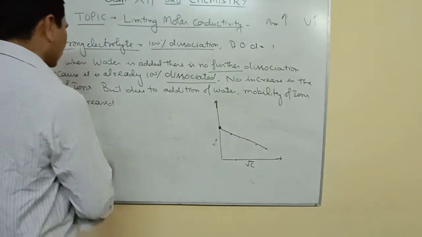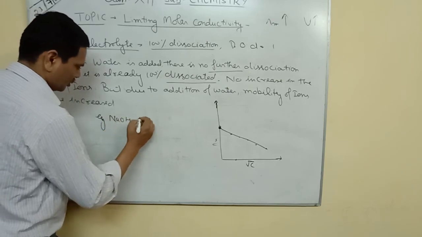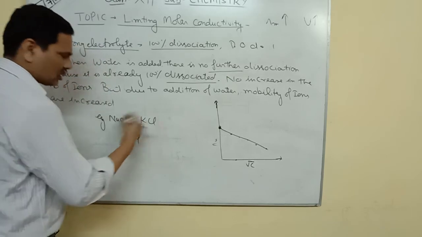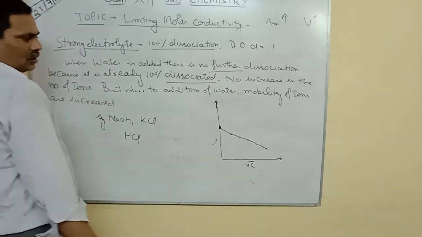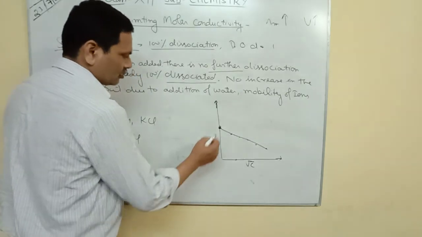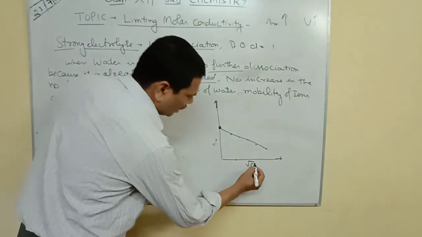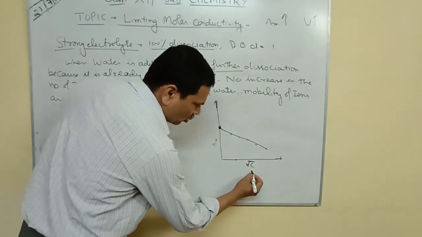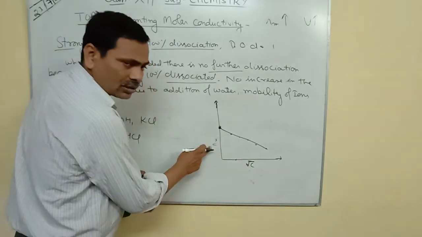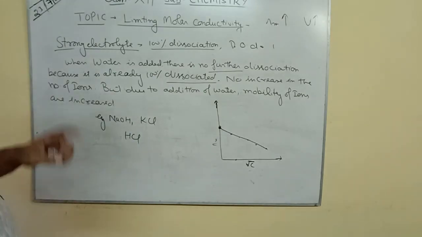For strong electrolytes, examples are NaOH, KCl, HCl. These are strong electrolytes. That's why their limiting molar conductivity can be calculated from the graph plotted between the square root of the concentration versus molar conductivity.